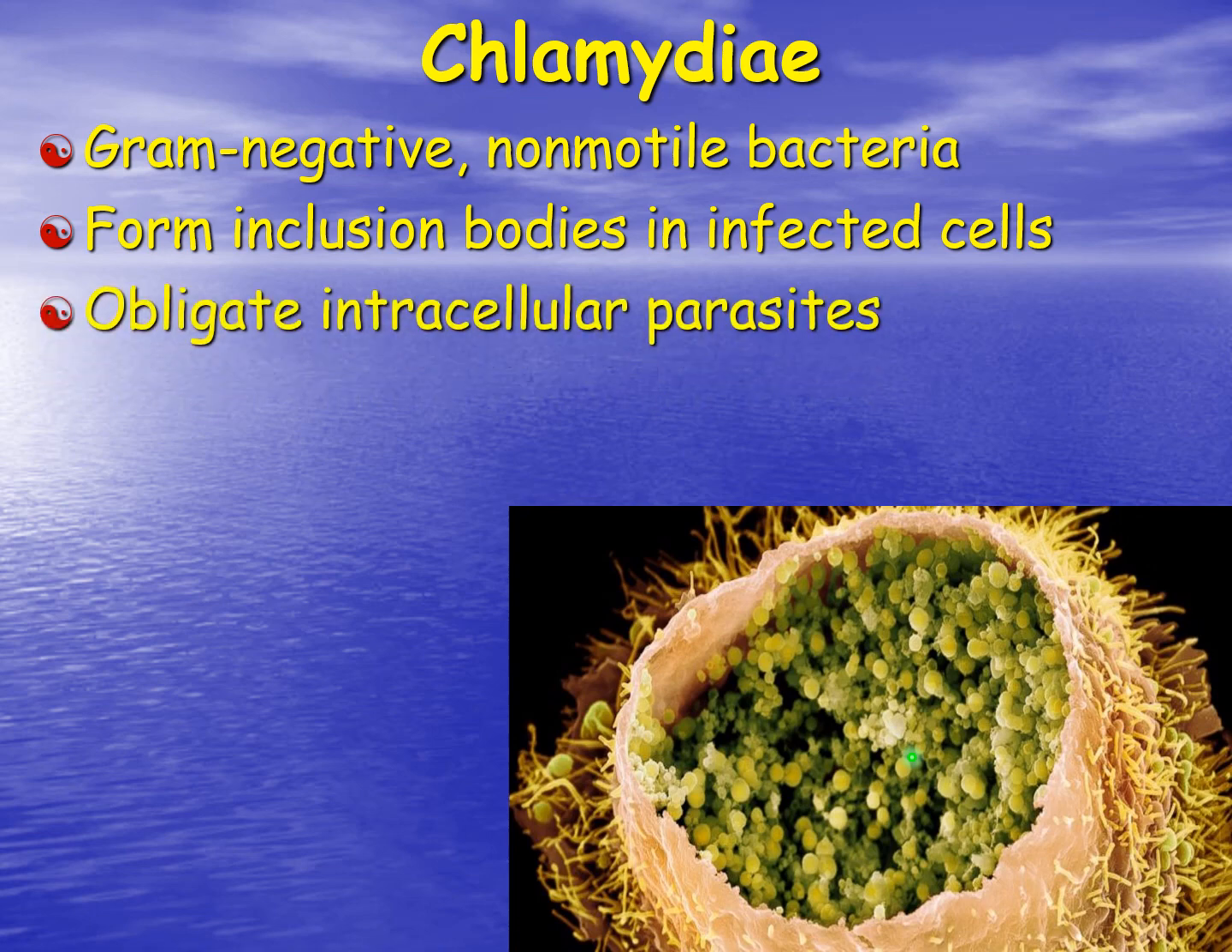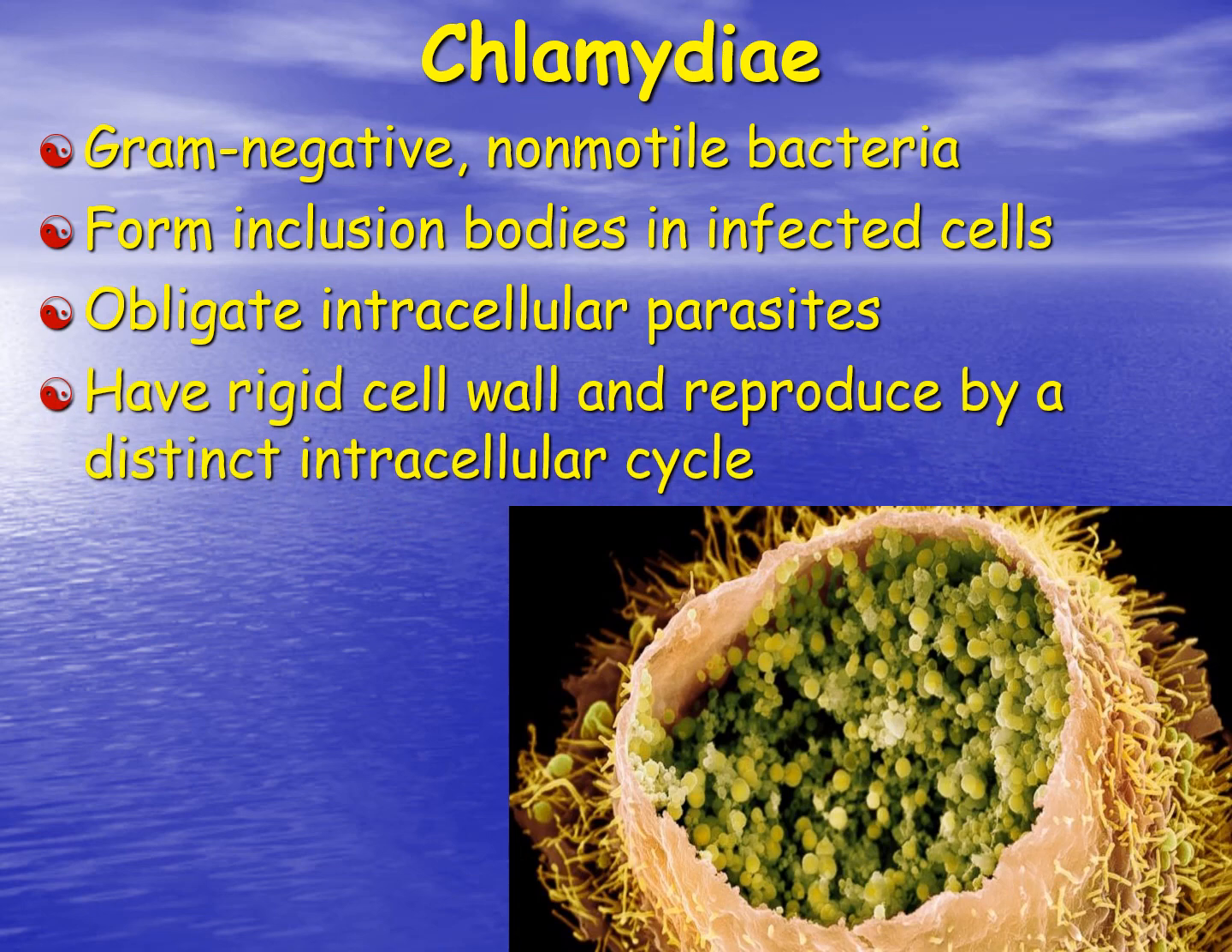Chlamydia are unique among the bacteria in that they are obligate intracellular parasites. They have to reproduce inside a living host cell. And in fact, chlamydia was actually classified as a virus for many years simply because they have to reproduce inside a host cell. They have a rigid cell wall and reproduce by this distinct intracellular cycle in their host cells.